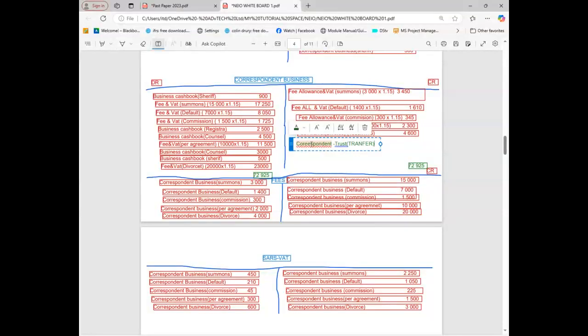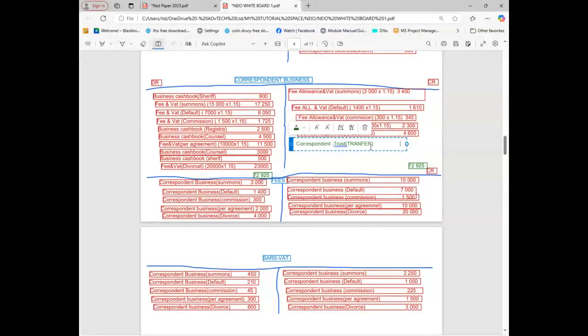I call it correspondent transfer. Remember from our past experience, we transfer between the correspondent business and the correspondent trust. Remember I did mention this a long time ago? I know it was a long time ago, but this is what we need to do. When you transfer, you can only transfer between the business and the trust, and the names here must always be the same. If it is Sylvester, it's going to be Sylvester Business, Sylvester Trust.